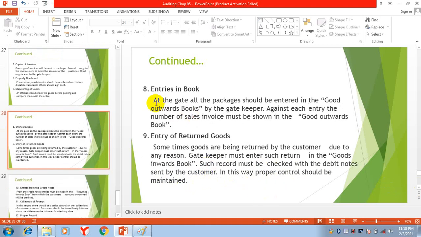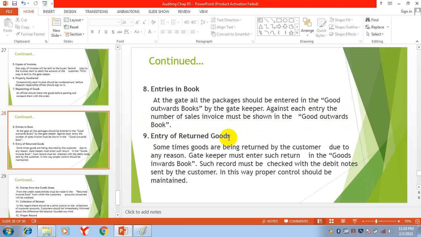Entries in the book. At the gate, all the packages should be entered in the goods outward book. When goods are sent, the gatekeeper will enter them in the goods outward book. Against each entry, the number of the sale invoice must be shown. The gatekeeper will keep one copy of the invoices, so he will match the goods outward book with the invoice.